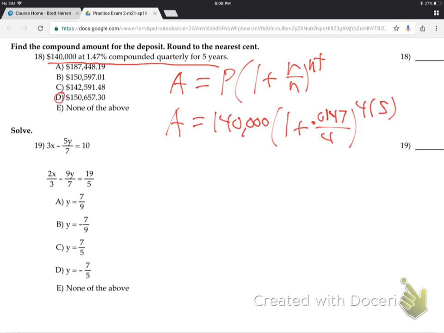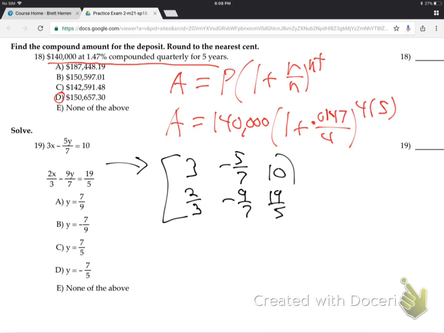Let's go to number 19. Number 19 is basically make it a big matrix. 3, minus 5/7, 10. 2/3, minus 9/7, 19/5. Do RREF on it, and you'll get this answer for Y. Let's move on.